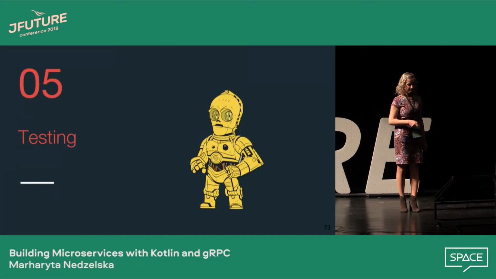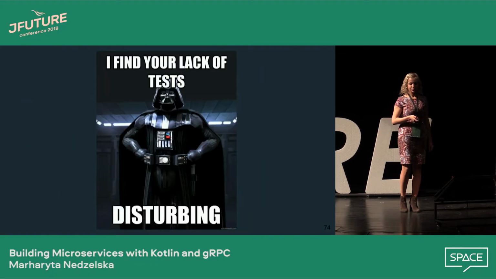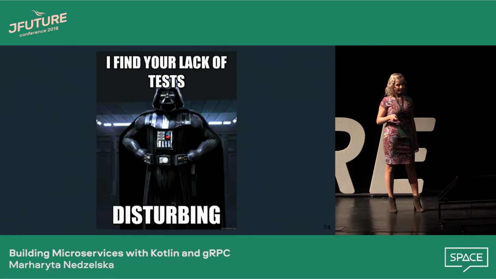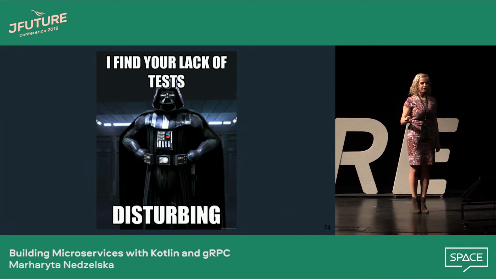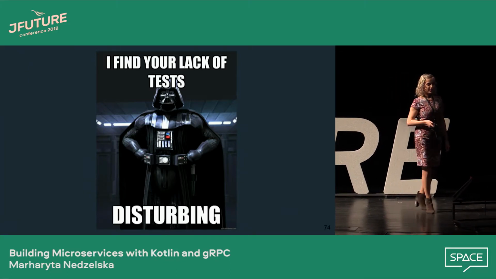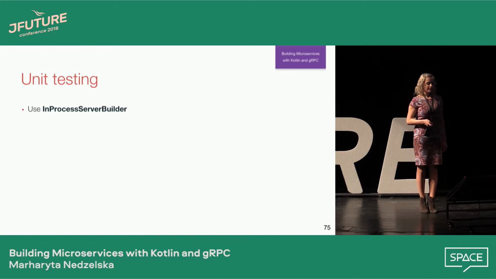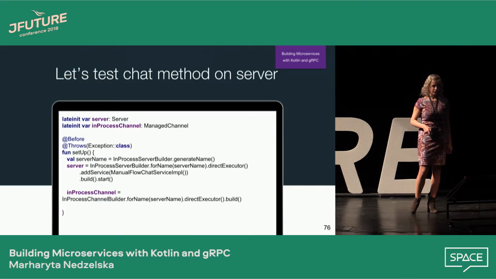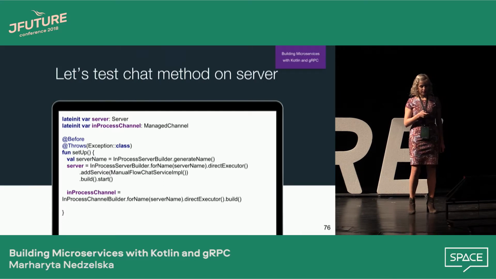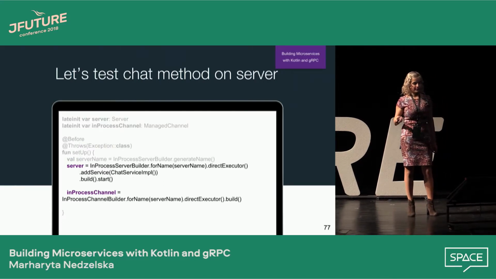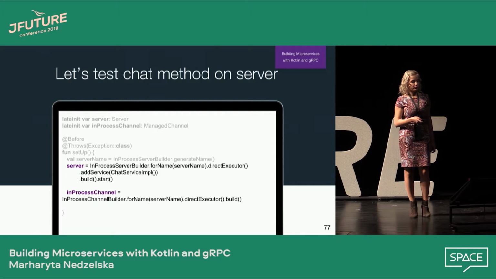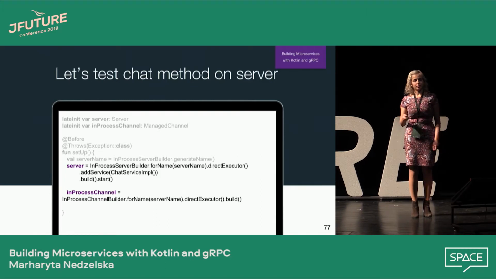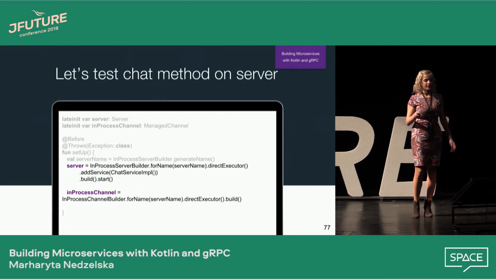So, testing. Testing is a must. And if you don't test, the traitor will come for you, and it'll be bad. Unit testing. For unit testing, gRPC provides us with an in-process server builder and an in-process channel builder. So you can initialize it in the setup method and create the server with the in-process server builder and the channel with the in-process channel builder. So you don't need any port, you don't need any target because it's in-process.